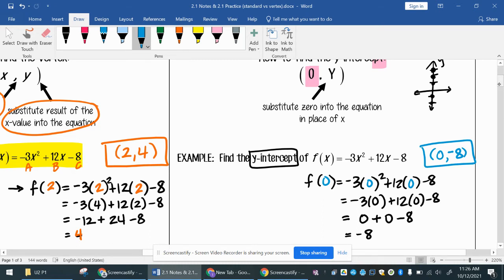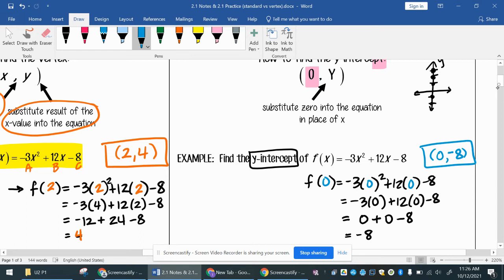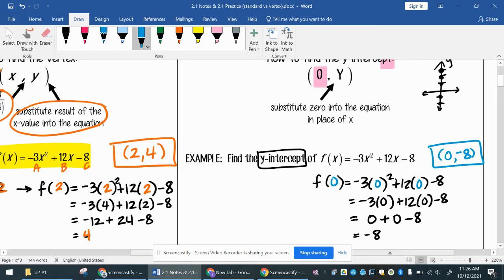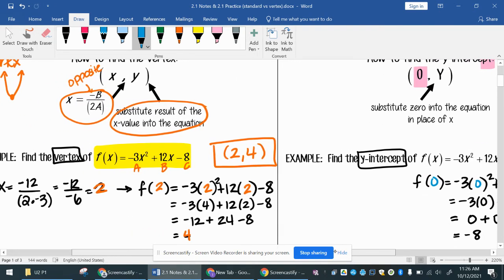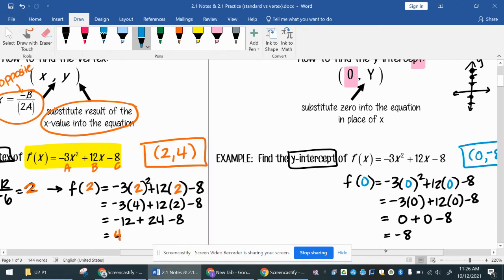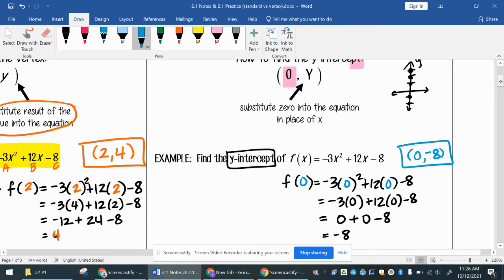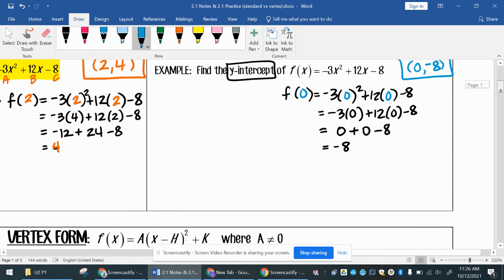Not too bad, right? You just got to be careful with your algebra. So that's how you handle standard form when finding the vertex. Remember, we're using a formula, opposite of b over 2a, to find the x value, then substituting it back in to get the y. For the y-intercept, you substitute 0 into the equation to get y.